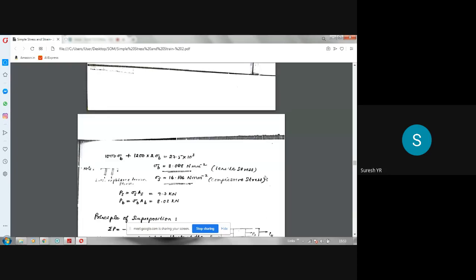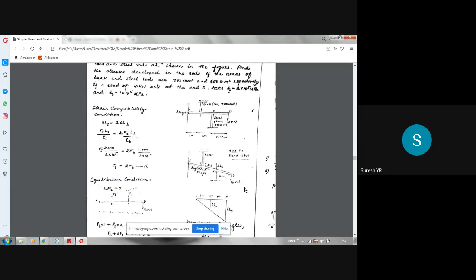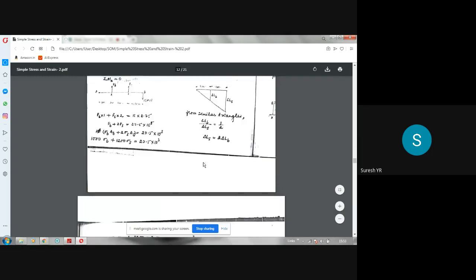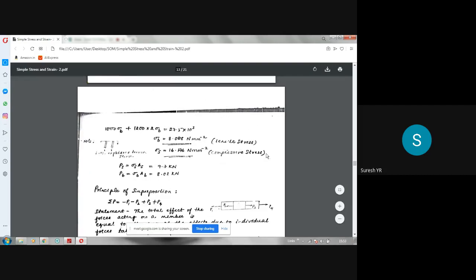Numerical value you can find out and you can write in brackets. Why is it tensile stress? Because if you see the diagram here, due to this load, this bar bends like this. So brass bar is elongated, length will increase, whereas steel bar contracts, length will decrease. So when length decreases, it is compressive stress. When length increases, it is tensile stress. So that is why. So these values, tensile stress and compressive stress.